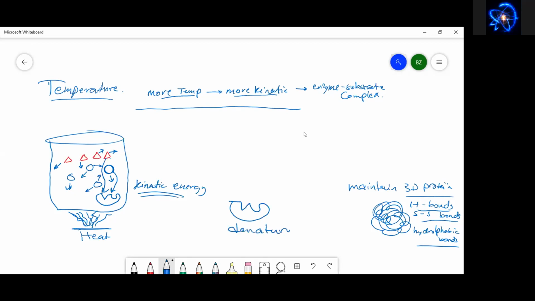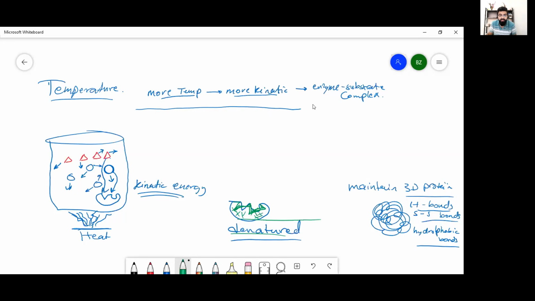Denatured means damaged, losing the shape. The shape of the active site changes, because the active site is formed by the 3D structure of the enzyme, held by the bonds. The extreme temperature breaks down the bonds in the enzymes, which leads to denaturing the enzyme and damaging its shape.